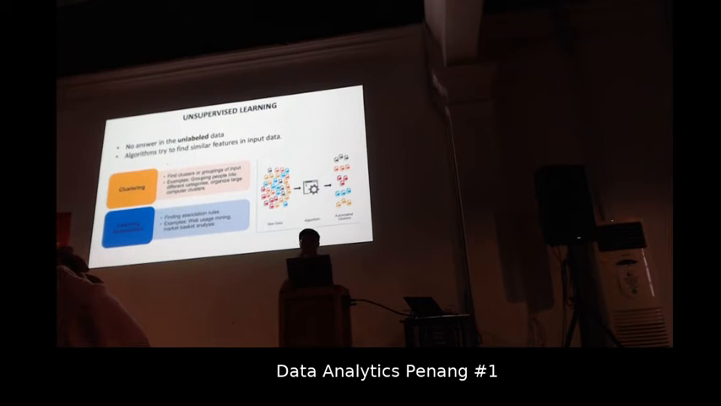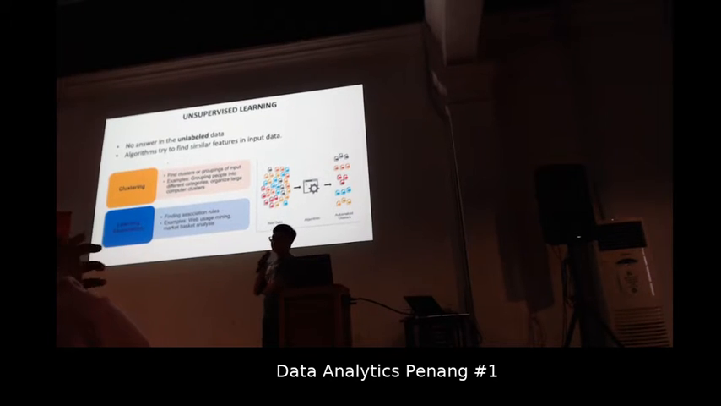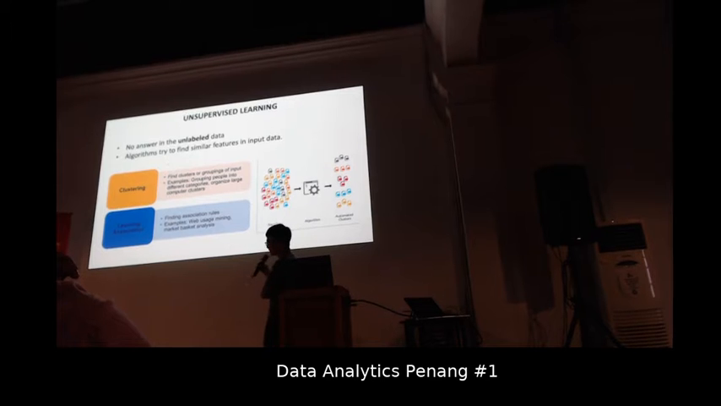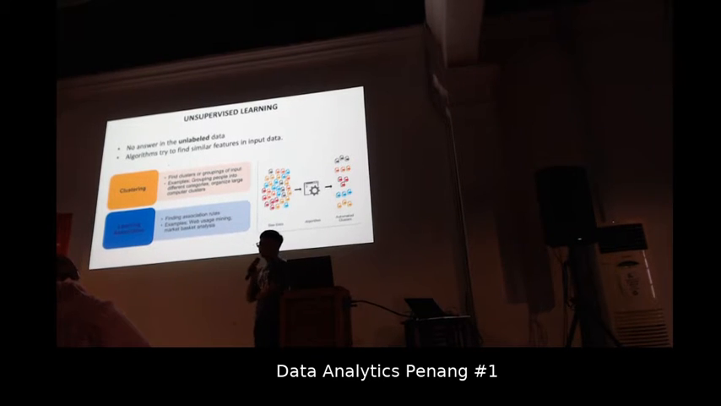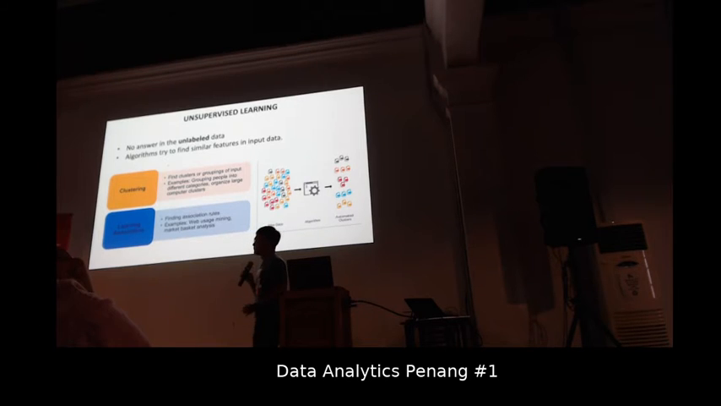Okay. And the second, we have unsupervised learning. Unsupervised learning means that there is no answer in the labeled data. It means even we humans don't know what the pattern in the data is, and we cannot tell the machine how to learn because we also don't know. And then we will tell the algorithm, please try to find the pattern in the input data.